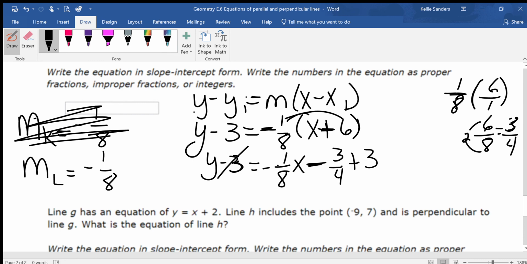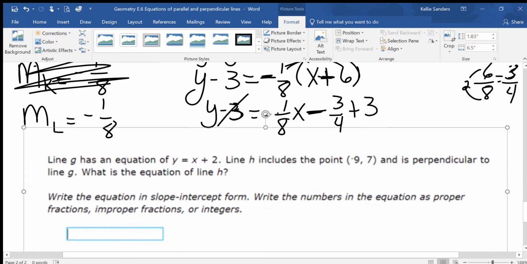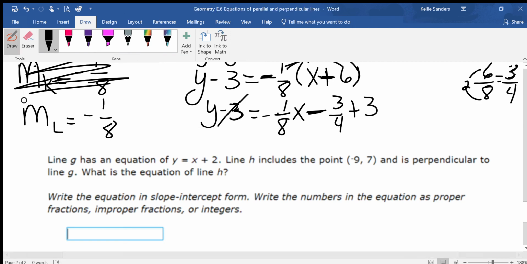We need to get y by itself. So we're going to bring the 3 over. I did not give myself enough space on this one. Okay, so now I need to change colors to separate things. Now we need to do 3 over 4, that's just plumb nasty.